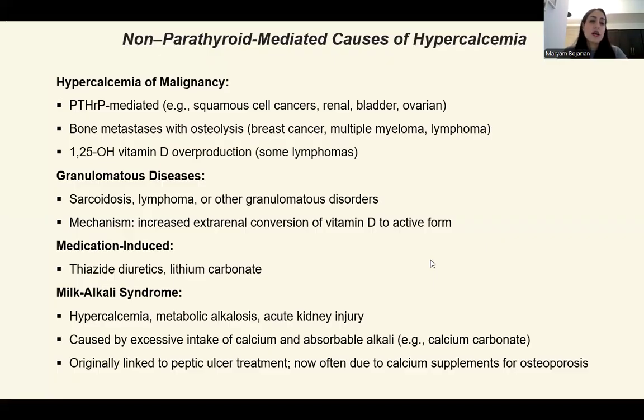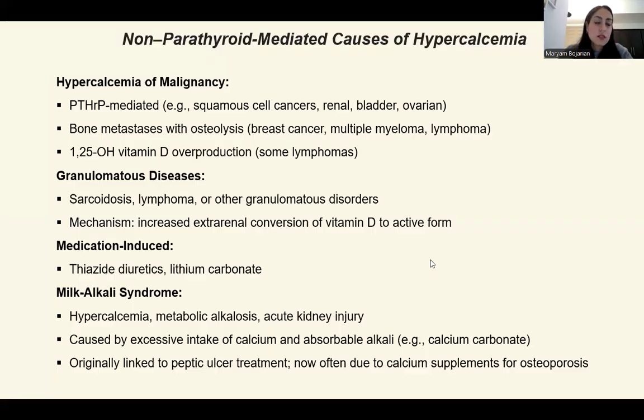And we can also have 1,25-dihydroxyvitamin D overproduction. Some lymphomas can cause this. We can have granulomatous disease like sarcoidosis, lymphoma, or other granulomatous diseases. The mechanism is increased extrarenal conversion of vitamin D to its active form. And for medications, always check a patient's medication list. If someone is taking thiazide diuretics or lithium, it can cause hypercalcemia with a low PTH level.